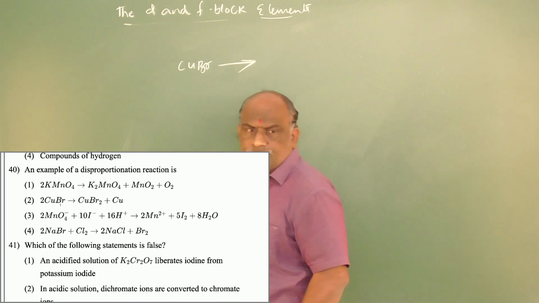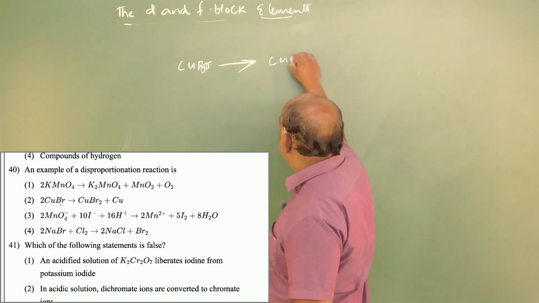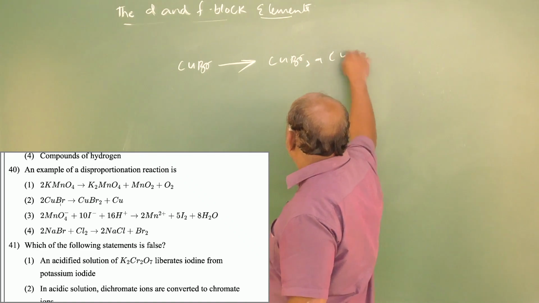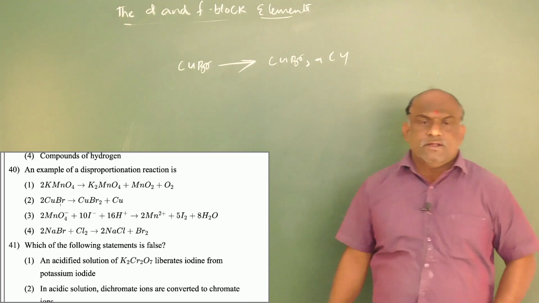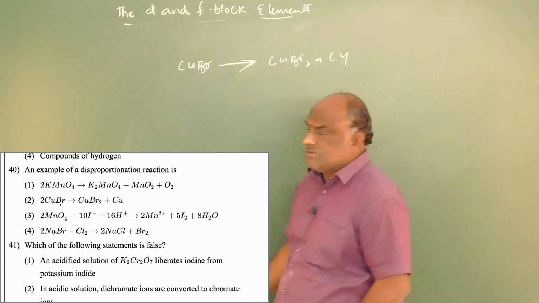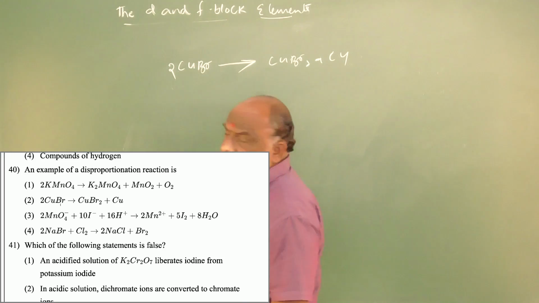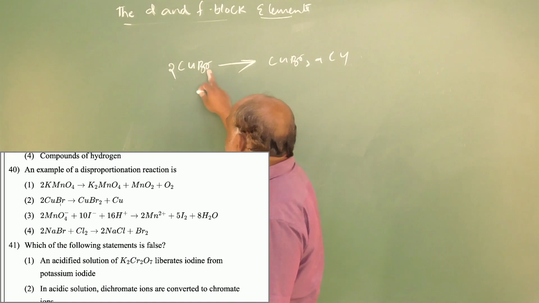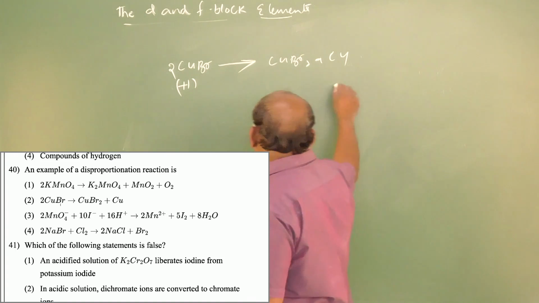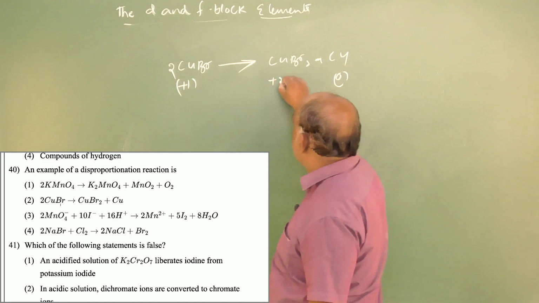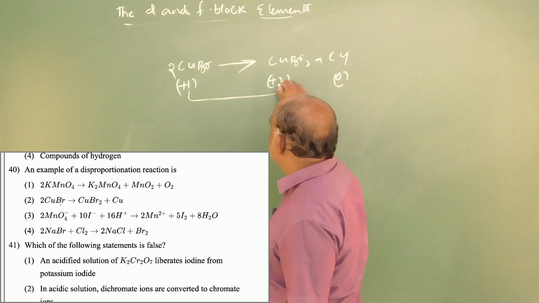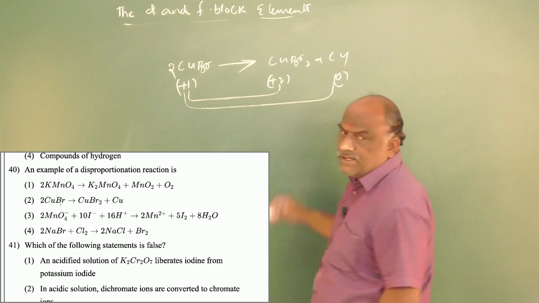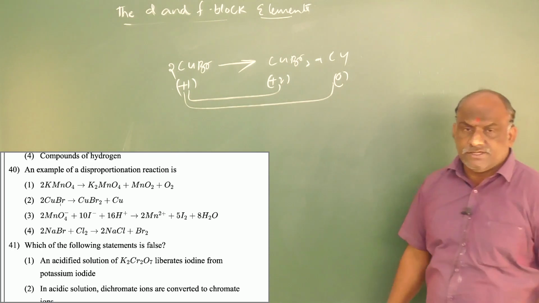CuBr gives rise to CuBr2 plus Cu. This is an example of disproportionation. Because Br is minus 1, copper is plus 1 here. Here copper is 0, and here copper is plus 2. Plus 1 to plus 2 increases, plus 1 to 0 decreases. Both oxidation and reduction take place.